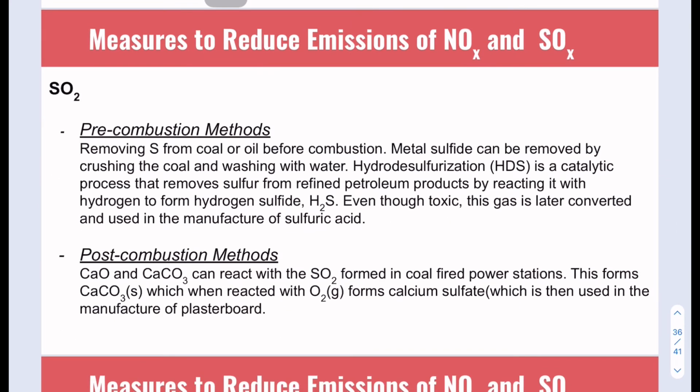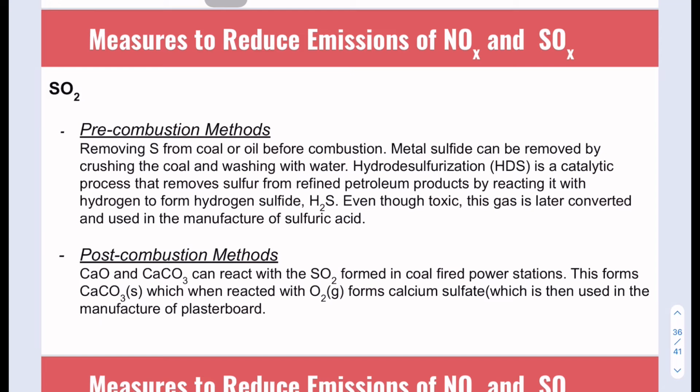Basically, a lot of what humans do results in acid deposition, and acid rain is a real problem, and it doesn't just affect the people who are responsible for making it. So it affects other communities that may not have anything to do with it directly.